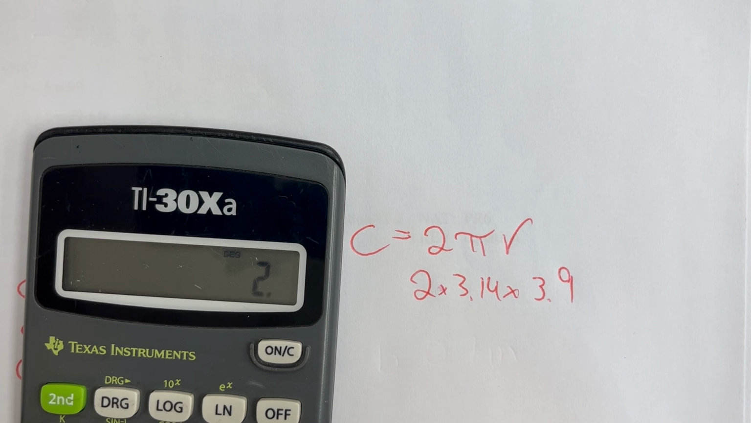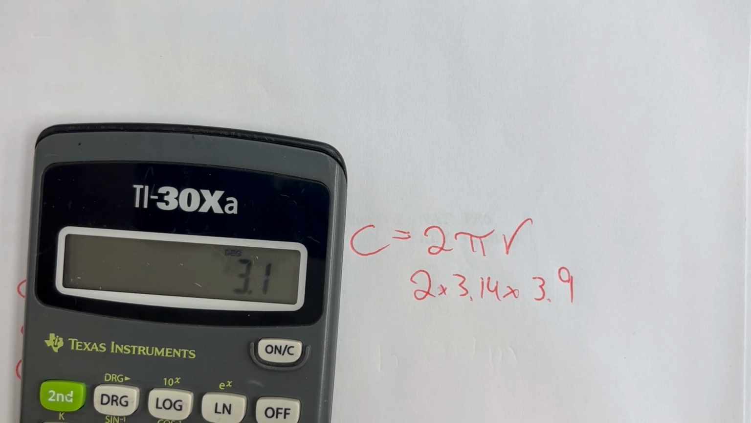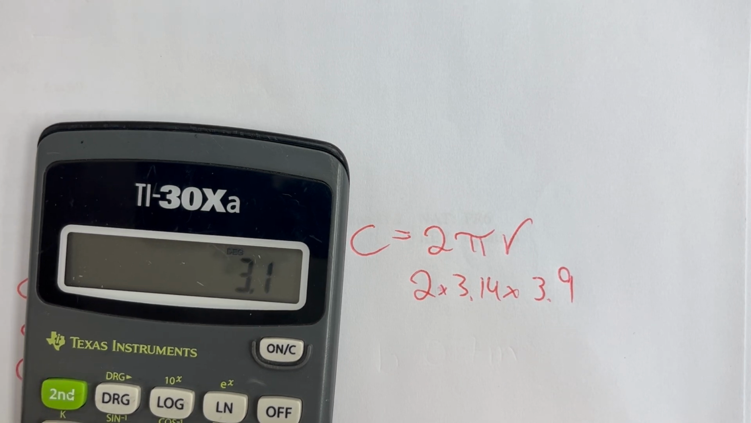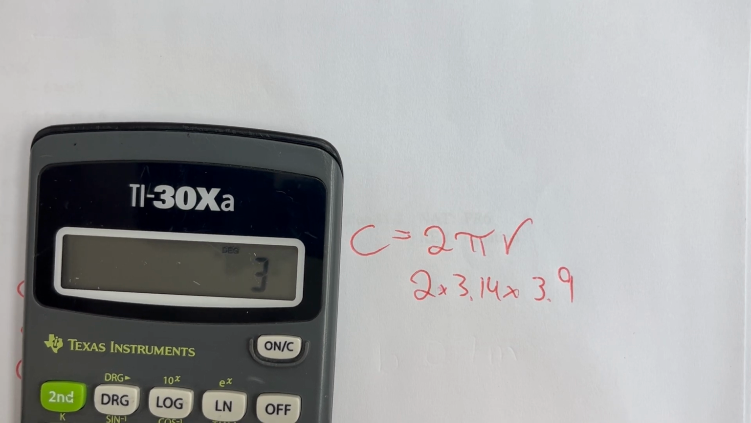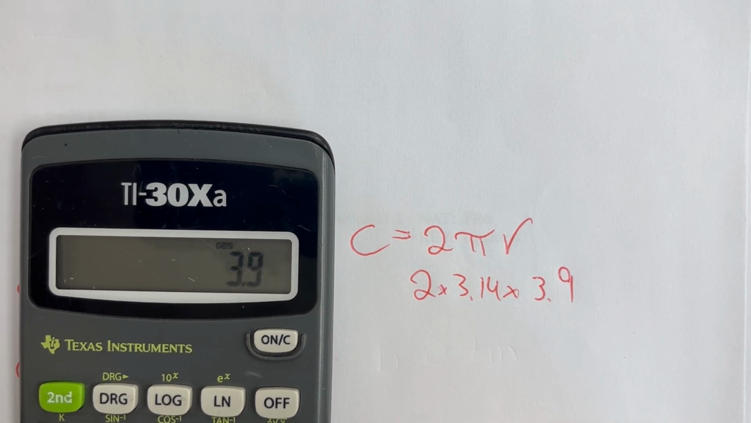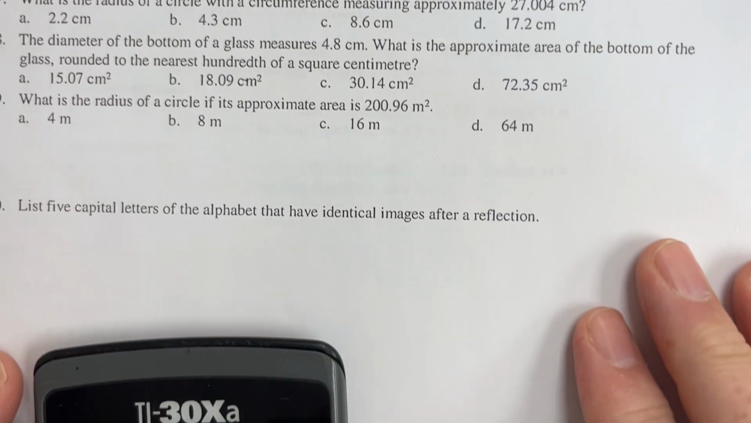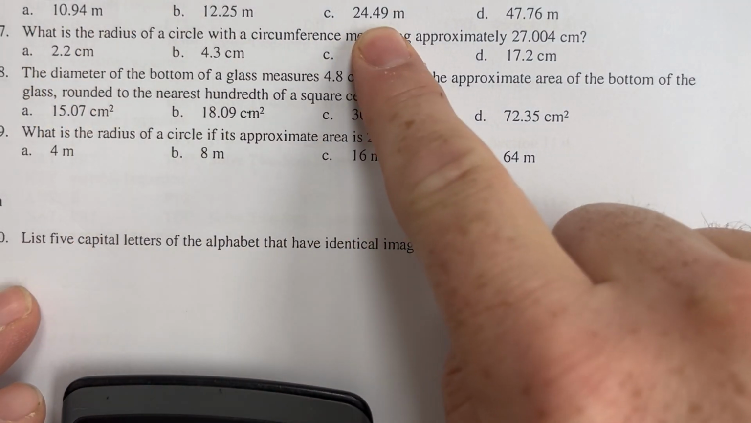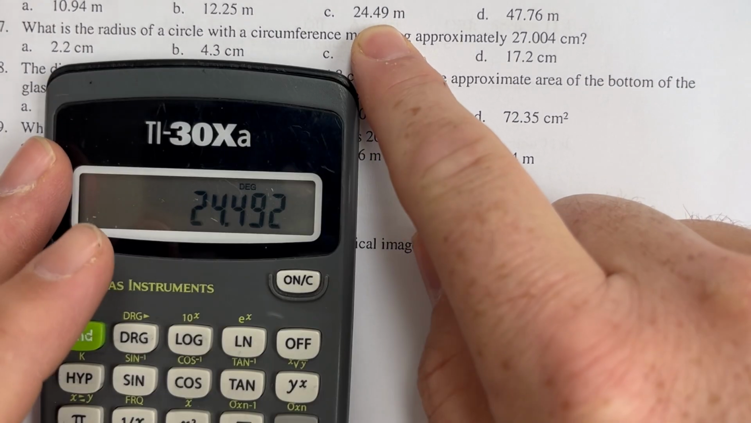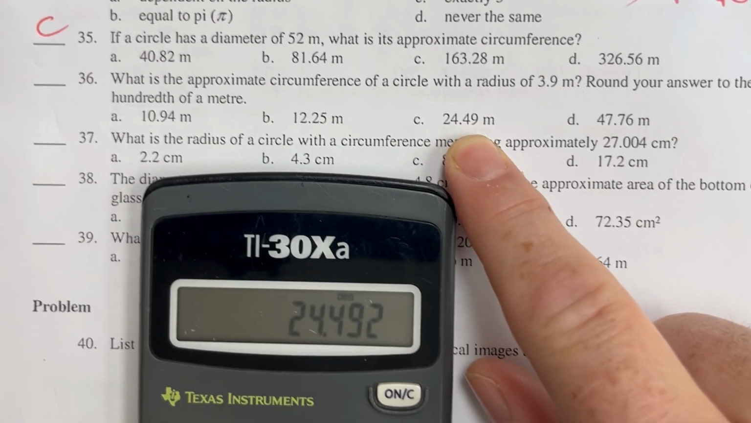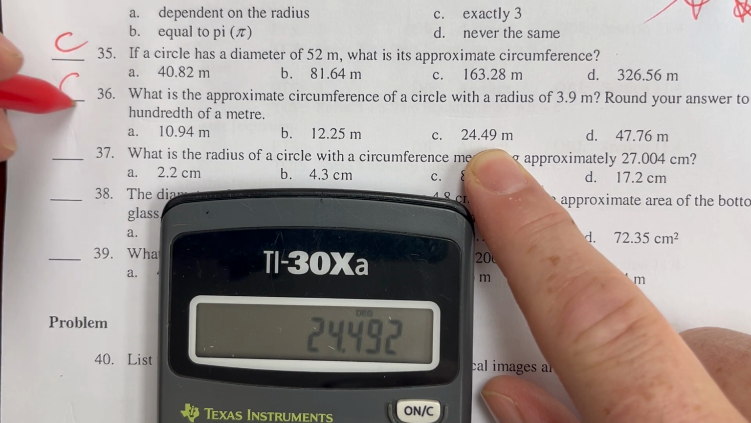2 times 3.14. Whoa, back that up. Times 3.9 equals 24.492, and it wants it to the hundredths. So 24.49 is it properly rounded to hundredths, C.